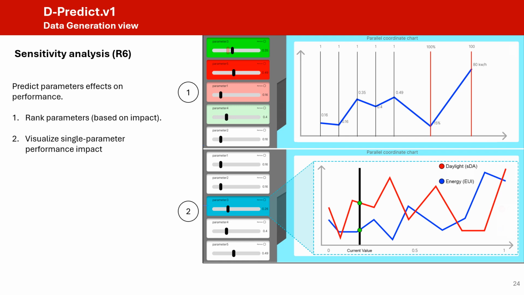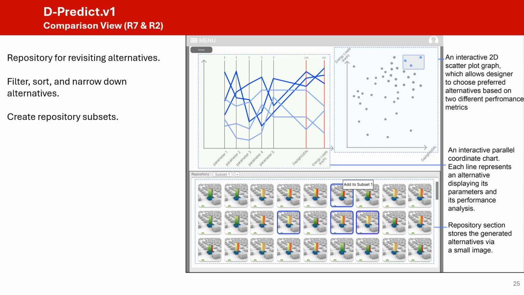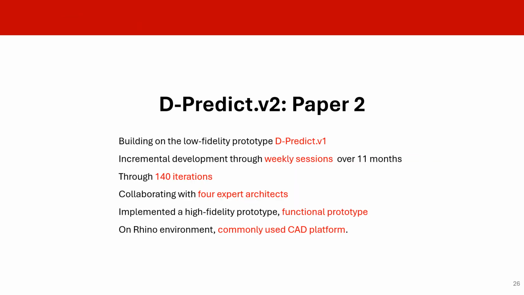Sensitivity analysis was an interesting feature of DPredict version 1, where designers can get insights into each building parameter's influence on a performance metric, either by ranking the parameters according to their influence on a performance metric, or by visualizing performance metric trends through a line graph for individual parameters. And the comparison view is where generated and collected data can be compared, analyzed, and guide designers for data-informed decision making.